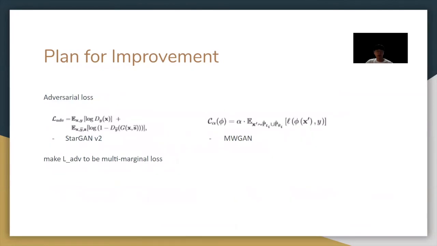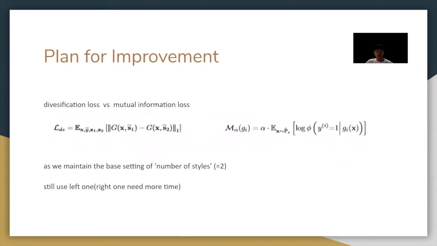For the adversarial loss term, we will change the value into the calculated multi-marginal Wasserstein distance. For diversification loss, it can be related to the mutual information maximizing loss term in MWGAN, but we will use the left one as we keep the base setting of the number of styles, which is 2. It will be shorter in time because the left loss does not have to be put into the discriminator, symbolized by pi in the right equation.